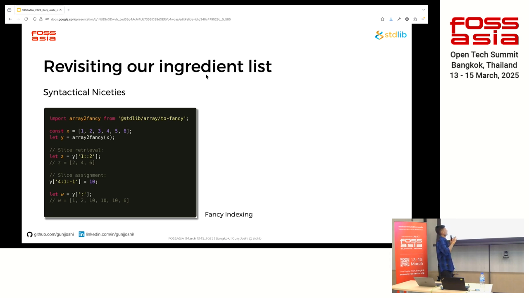Let's revisit the ingredient list that we saw earlier. We talked about syntactical niceties. Similar to how R has pipeline operators, stdlib comes with fancy indexing, just like we have in Python. This fancy indexing works in JavaScript similar to Python. We import the array to fancy function from stdlib, initialize the array, retrieve the slices, assign the slices, and then modify the array.